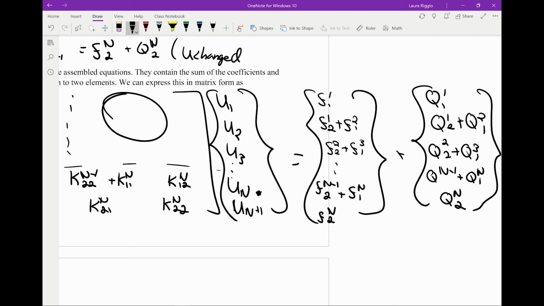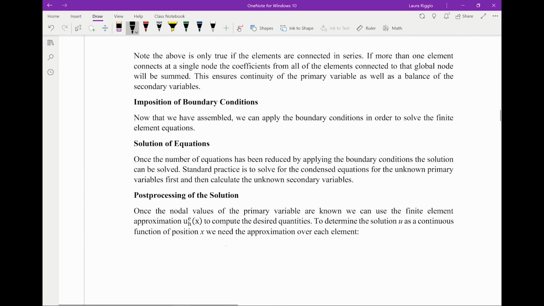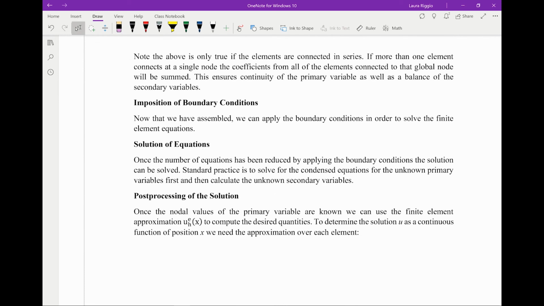This is really only true if elements are connected in series. We are only going to assume elements are connected in series in this course. So this is what we're going to get for linear elements. At this point, all we need to do in order to solve is apply our boundary conditions.